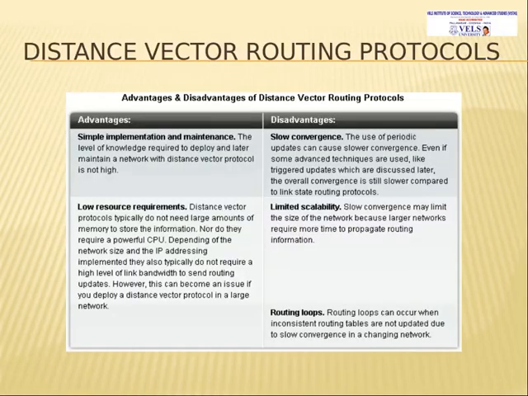This is the advantage and disadvantage of the distance vector routing protocol. The first advantage is that it is easy to implement and easy to maintain, and the next one is low resource requirement. It does not need much bandwidth or memory capacity. The disadvantages are that it is slow, it has limited scalability, and the third one is routing loops. It will create some loops in the routing.